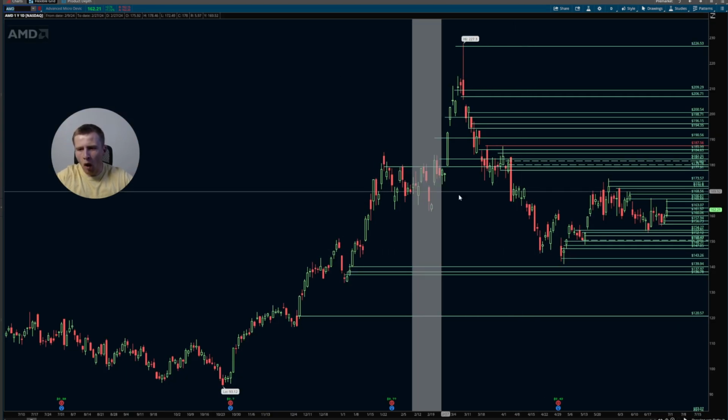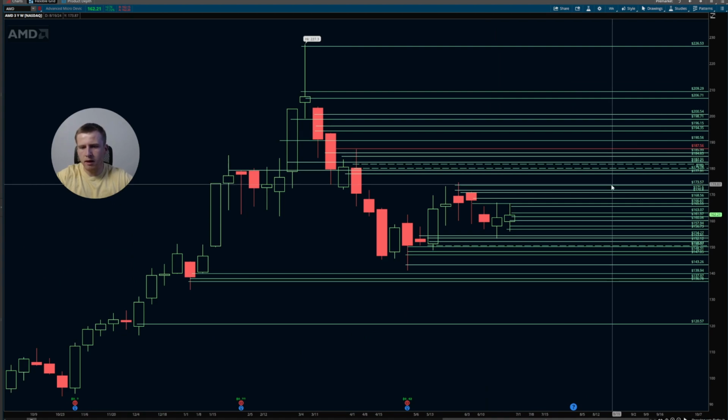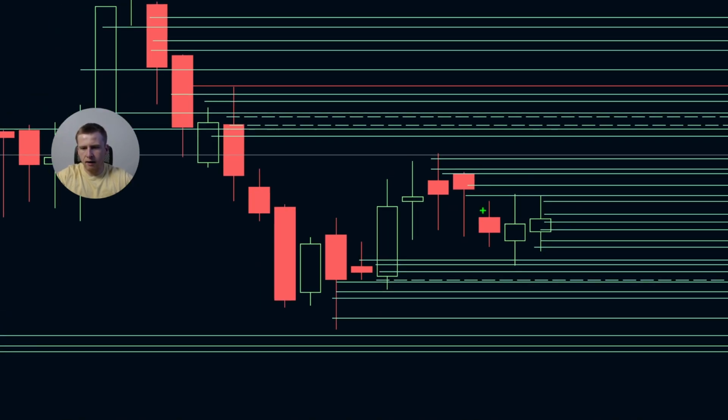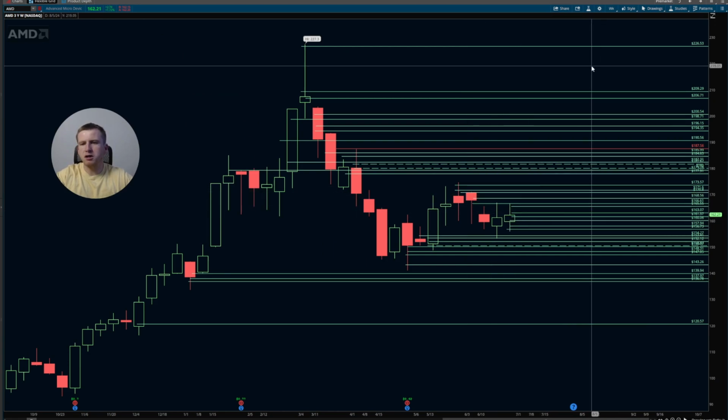AMD, one of the stronger names, and if you go out here to the weekly, this is trying to act right here as a potential higher low. So if you go into the weekly chart, yes, downtrend, now we're trying to come down here. Yes, this is a lower high, but this is trying to act as a potential higher low for a reclaim back up into this area up here. So that's going to be my main watch here this week.